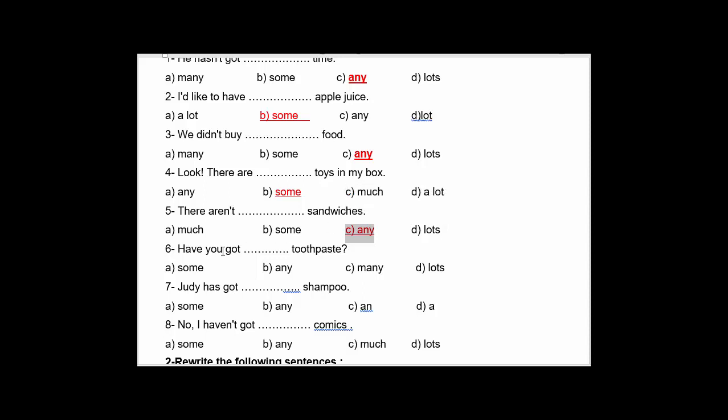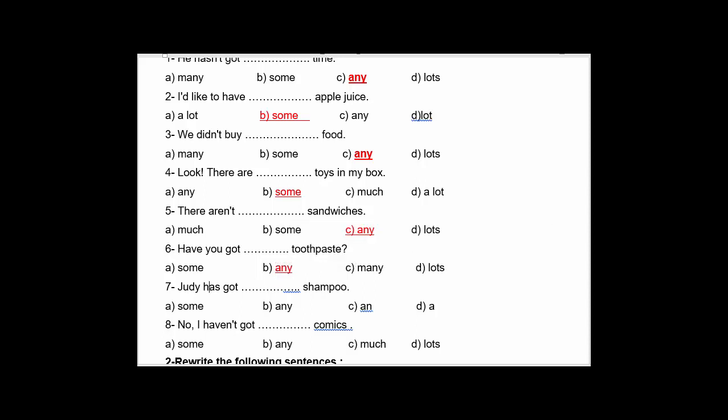Number 6. Have you got space toothpaste? Some, any, many, lots. Okay, this is a question. Have you got, yes, excellent. Have you got any toothpaste? So the answer is any. Have you got any toothpaste?